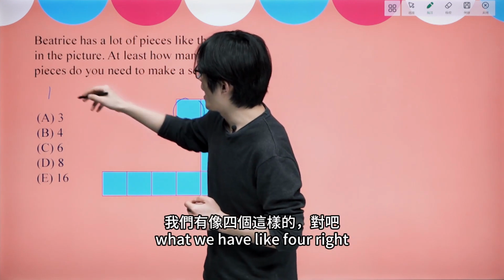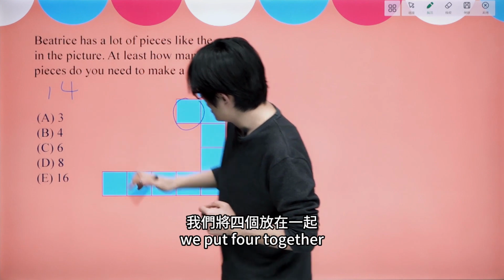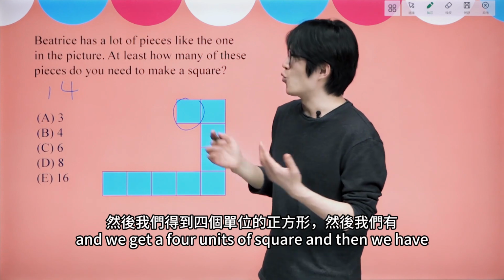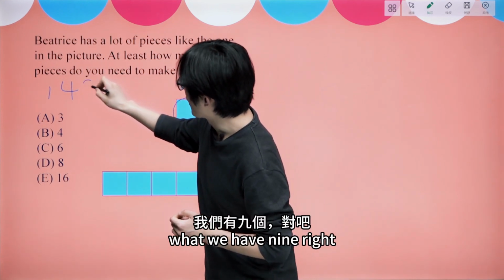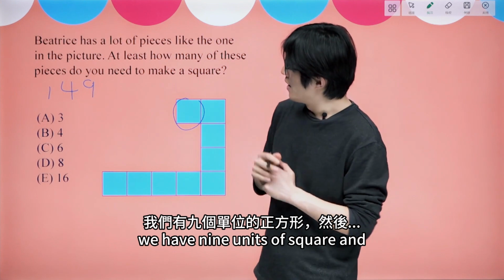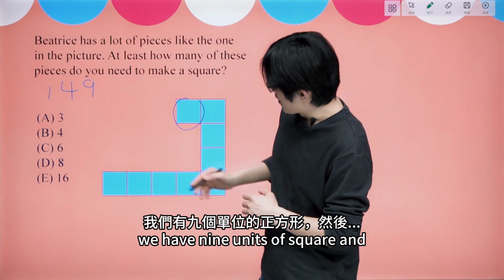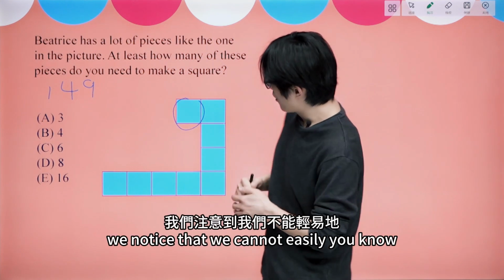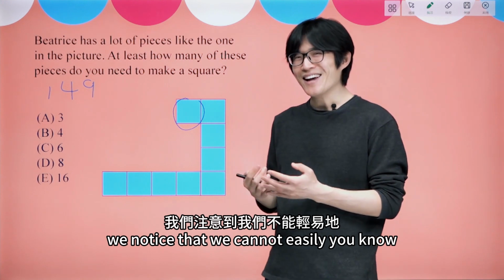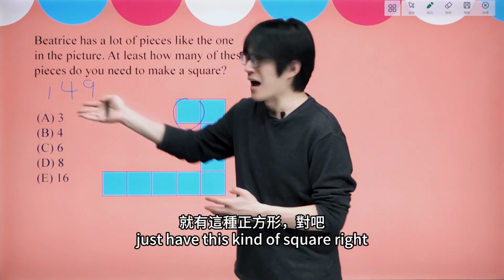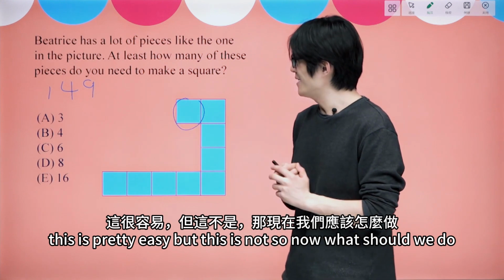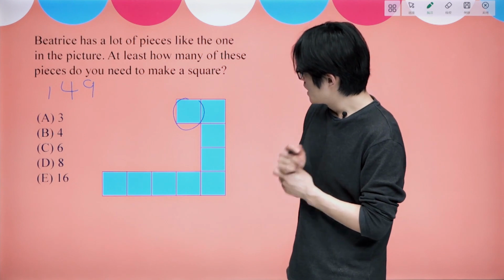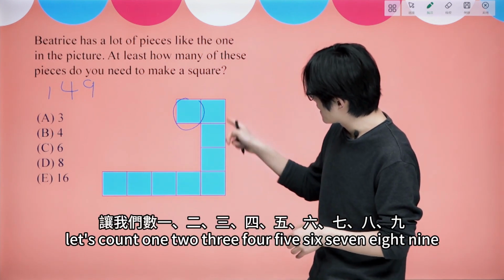And then we have what? We have like 4, right? We put 4 together. 1, 2, and 3, 4. And we get 4 units of square. And then we have 9, right? We have 9 units of square. 1, 2, 3, 1, 2, 3, 1, 2, 3, we have a 9. But here, we notice that we cannot easily just have this kind of square, right? This is pretty easy, but this is not. So now, what should we do? Let's count. 1, 2, 3, 4, 5, 6, 7, 8, 9.